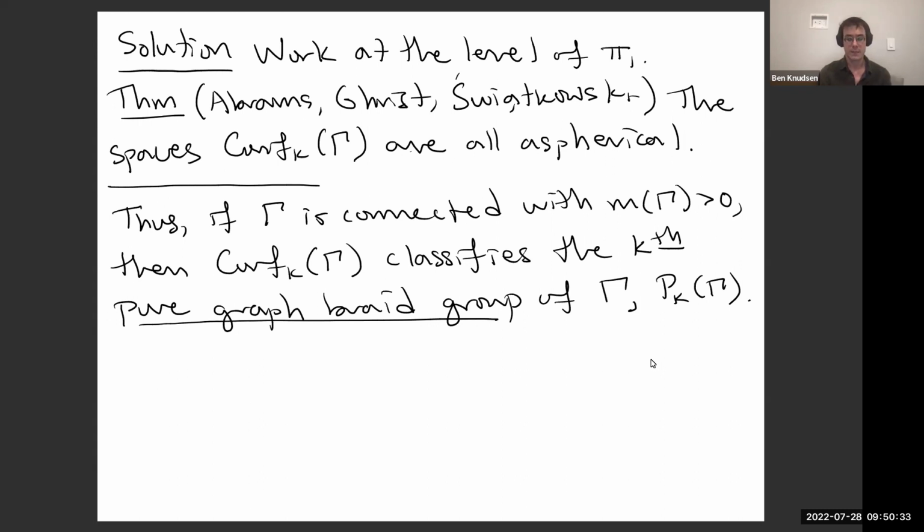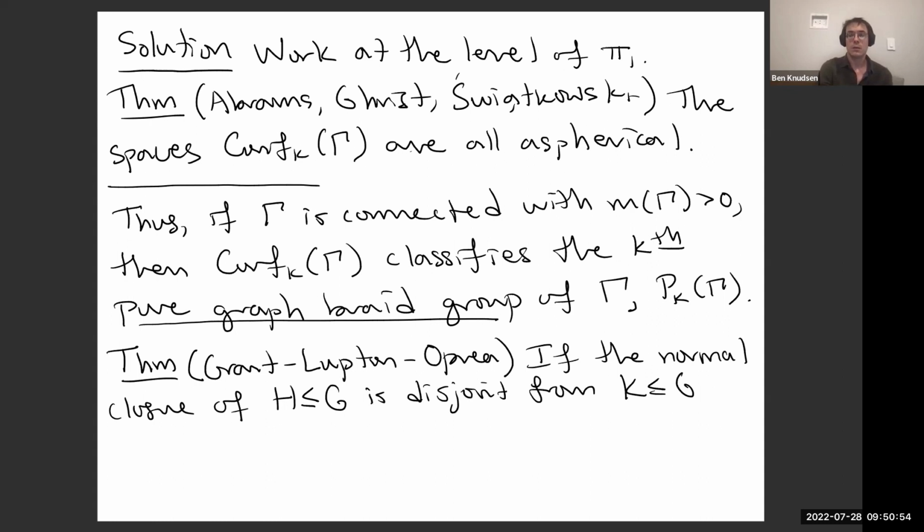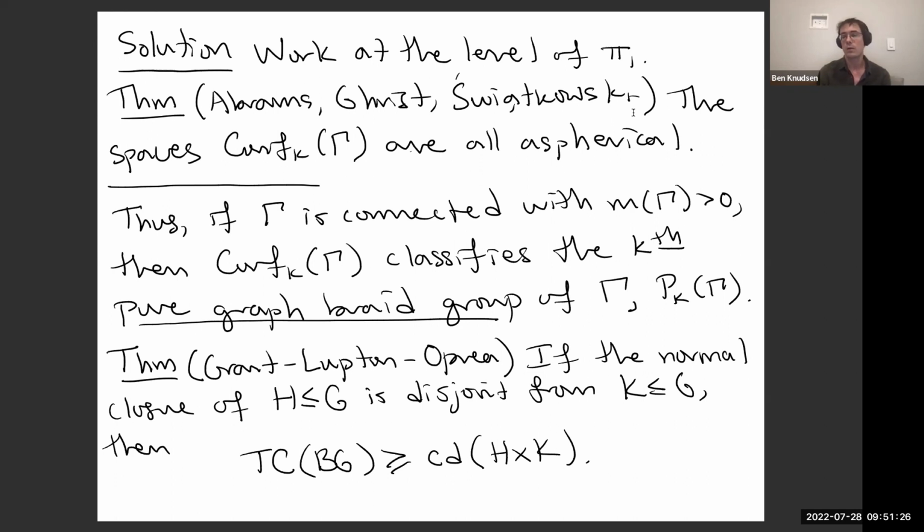And classifying spaces, it has been shown in recent-ish years, have TC that you can understand. So a theorem of Grant, Lupton, and Oprea says that if you have a group, G, and if you have two subgroups, H and K, and the normal closure of H is disjoint from K, and by disjoint, I mean they have trivial intersection, trivial meaning the unit of the group. Of course, two subgroups could not actually be disjoint as sets. So if the normal closure of H is disjoint from K, then the topological complexity of the classifying space of G is bounded below by the cohomological dimension of the product of H and K.